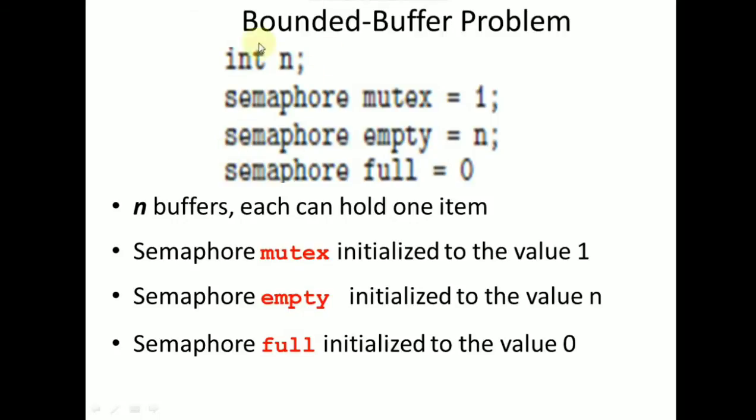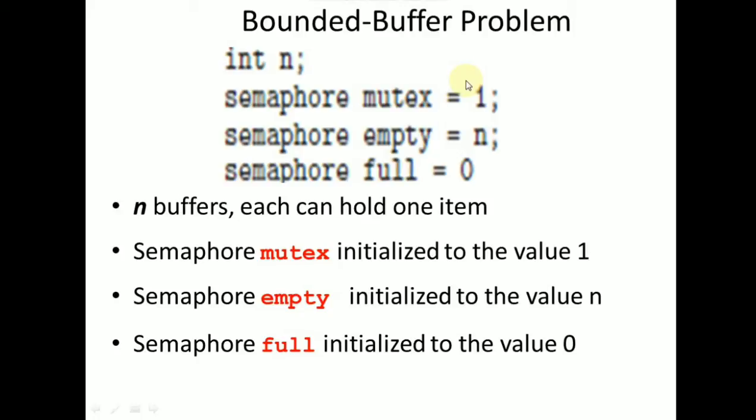So these are some of the variables or data structures that are defined. We have the integer n that says the number of buffers, each buffer capable of holding one item. We have a mutex, which is a binary semaphore which ensures mutual exclusion. When we discussed the semaphore, we also discussed the mutex. It can take a value of either 0 or 1 and it ensures mutual exclusion among the processes.